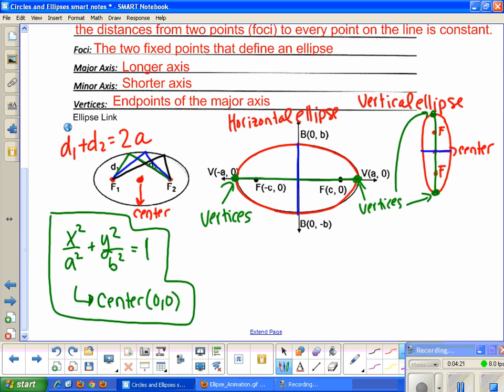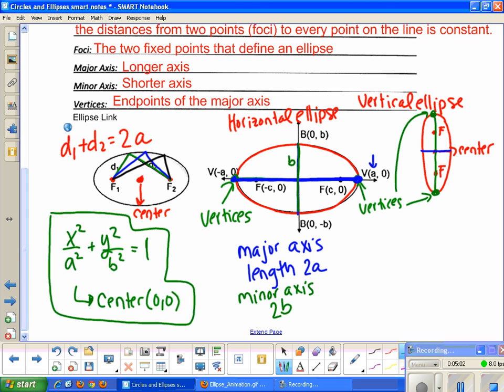Another thing that I need to talk about for an ellipse is that I know that the distance from here to here is going to be a specific length, and notice that if this is a out here, then I know that this distance from here to here is going to be 2a, so the major axis length in this case is 2 times a. The minor axis, which is this way, which is a value of b, would be 2 times b.